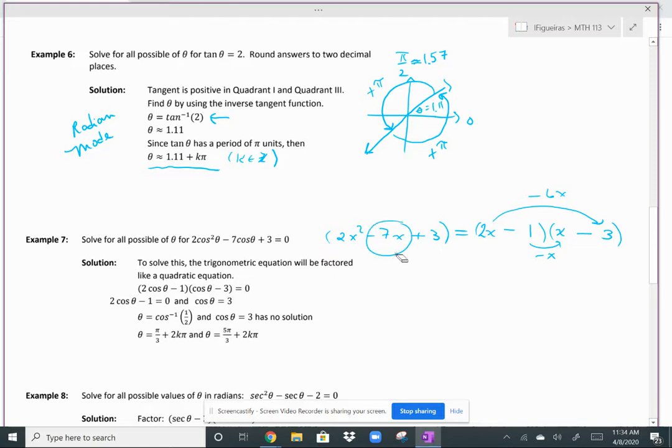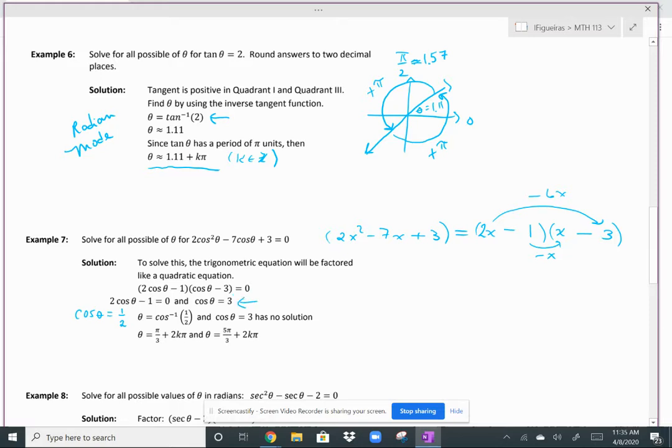So we're going to apply that to our trig function here below. So instead of 2x minus 1, I have 2 cosine theta minus 1. And instead of x minus 3, I have cosine theta minus 3. Then we set each factor equal to 0. And you get that cosine theta is a half. I kind of skipped a step here when you solve this one. Cosine theta is a half. And the second one is cosine theta is 3.